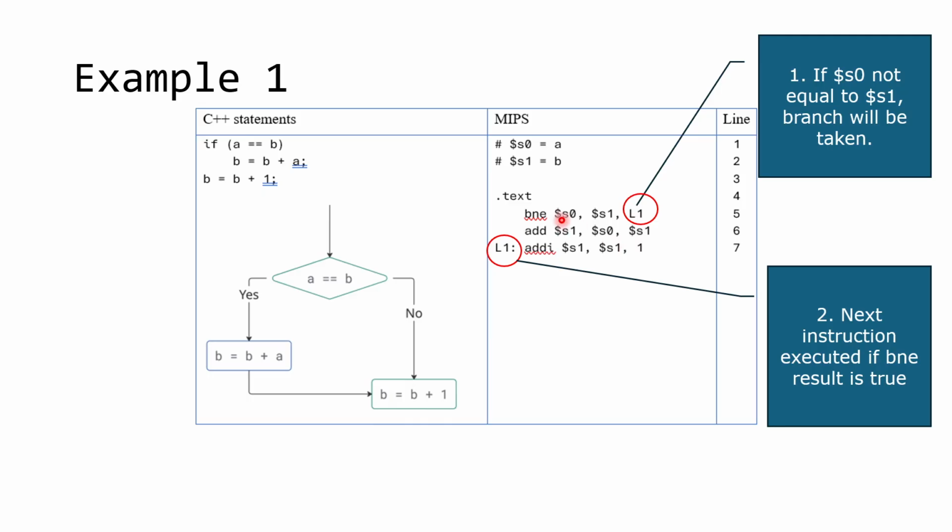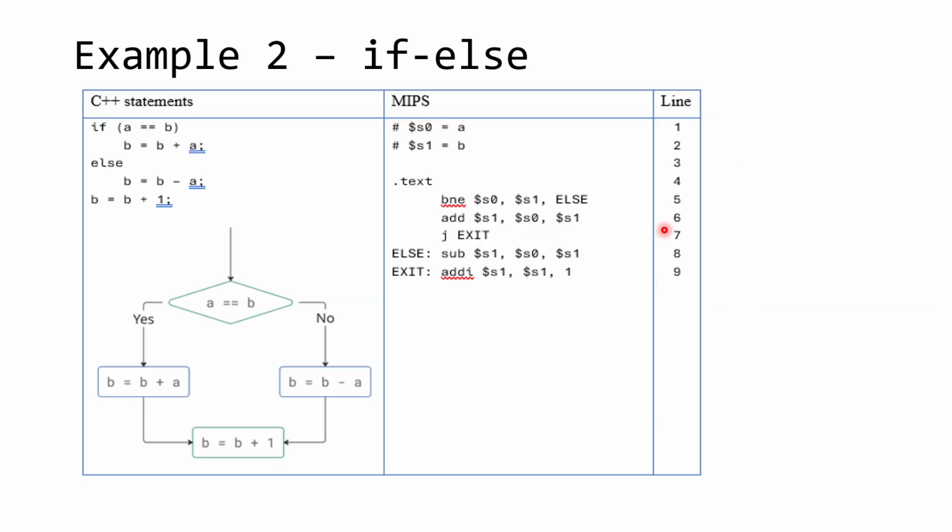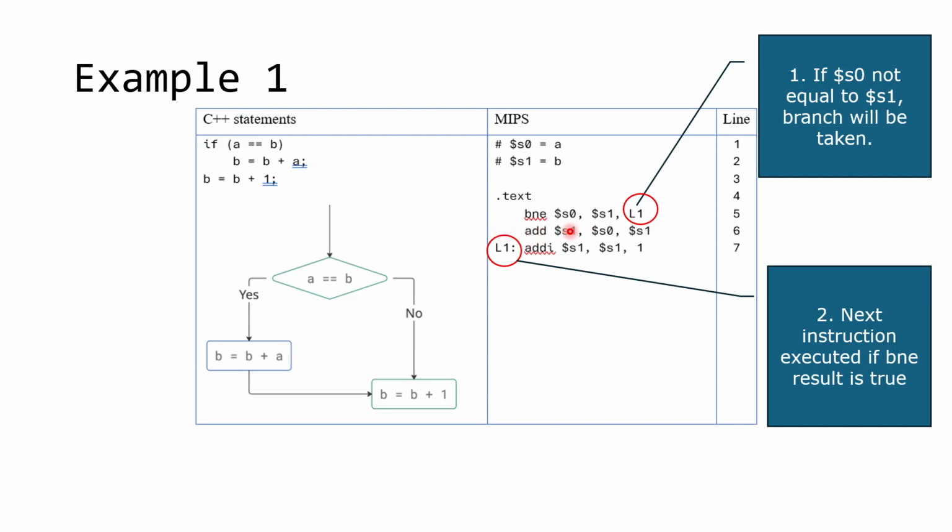Now, if $s0 is equal to $s1, then they would ignore this branch. The branch will not be taken, and the next instruction will be executed, which is this line 6, ADD $s1, $s0, $s1, the instruction for the true statement, B is equal to B plus A. And then the instruction B is equal to B plus 1, which is ADDI $s1, $s1, 1, will be executed after that. See?